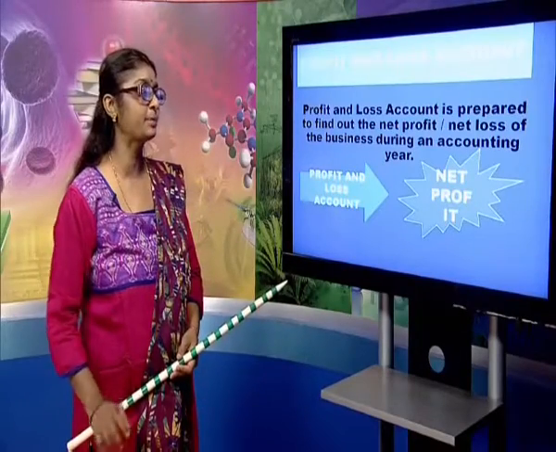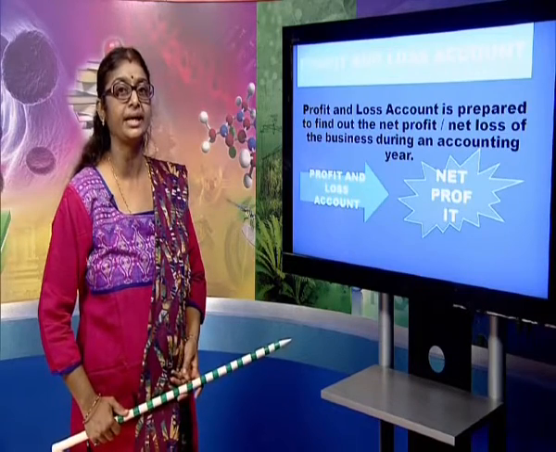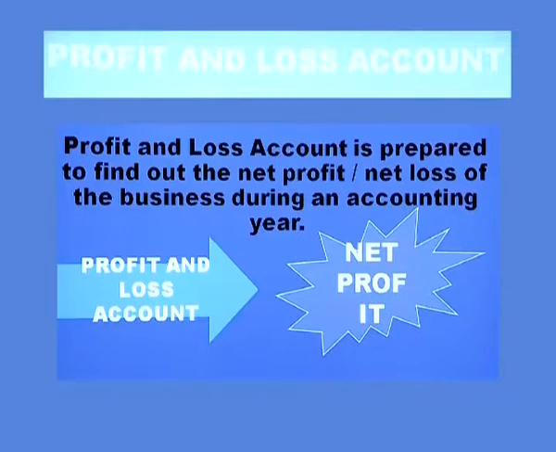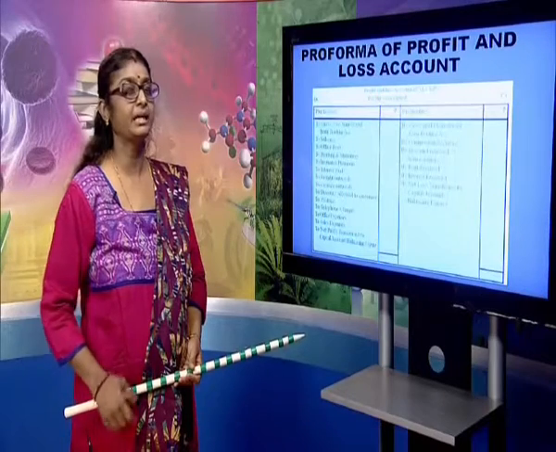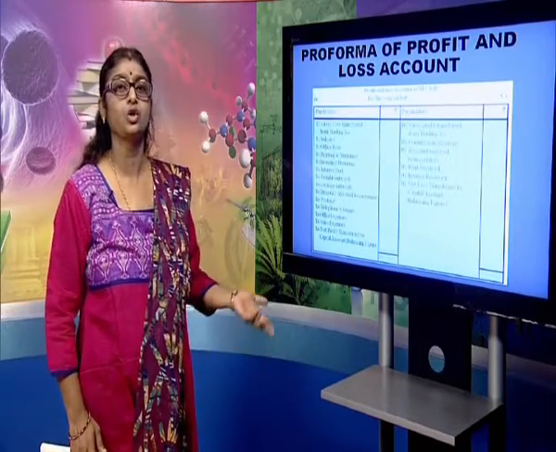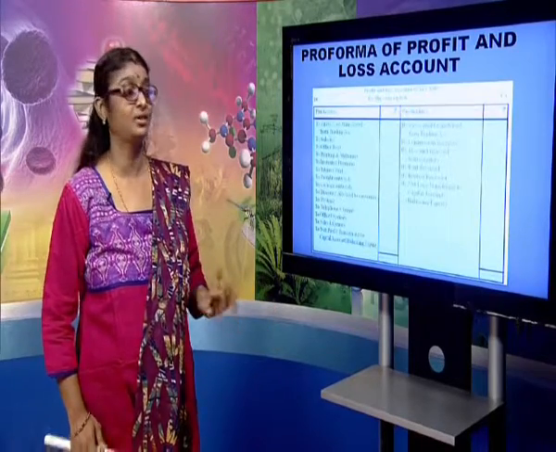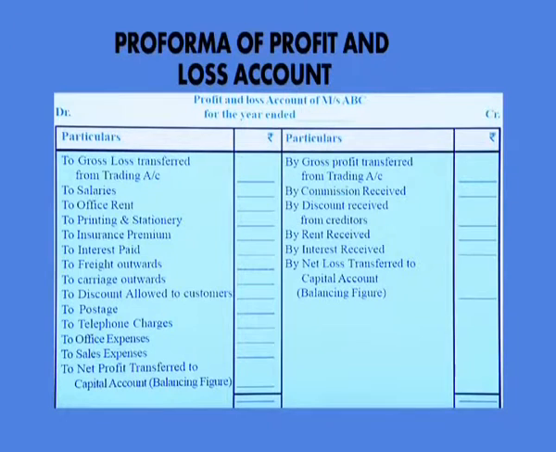The profit and loss account is prepared to find out the net profit or net loss of the business during an accounting year. So, with the help of the profit and loss account, you will be able to find out the net profit. Then coming to the format. In the profit and loss account, as I have just told you, gross profit will be transferred from the trading account. On which side? On the credit side of the profit and loss account, if it is a gross profit. If it is a gross loss, it will be transferred to the debit side of the profit and loss account.